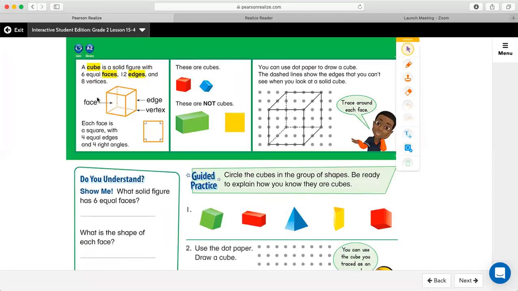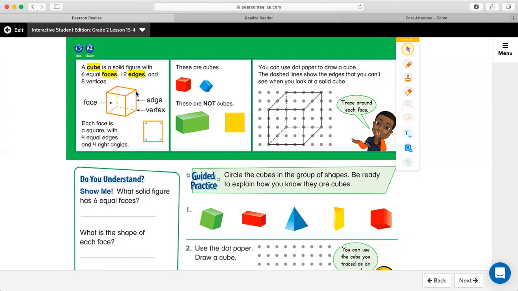Here we have a cube, and it says a cube is a solid figure. Solid means that it can stand on its own, and it has 6 equal faces. Remember that a square has 4 equal sides. Because a cube is made up of 6 squares, all of the sides of a cube are going to be equal as well. These are the faces. A cube has 6 faces, basically 6 squares that we put together.